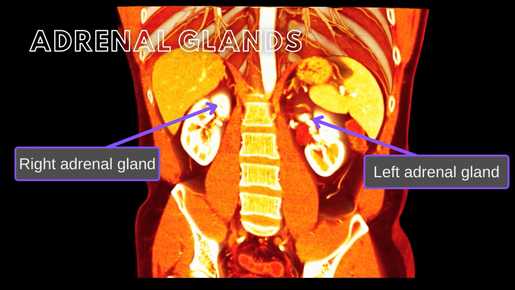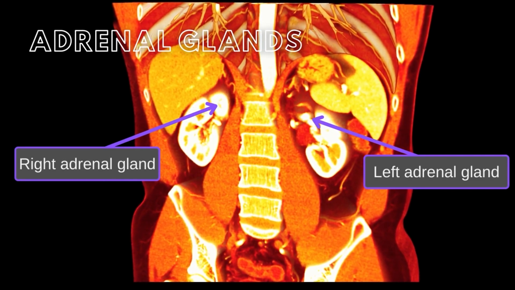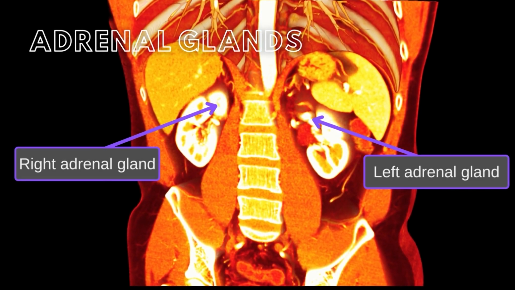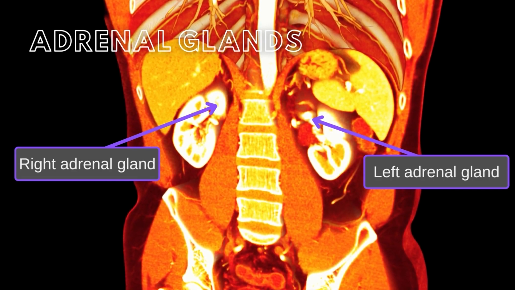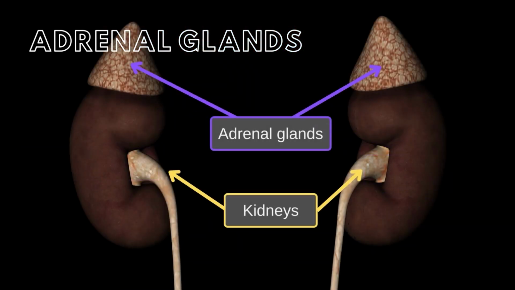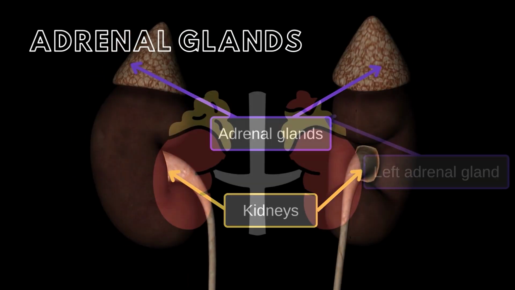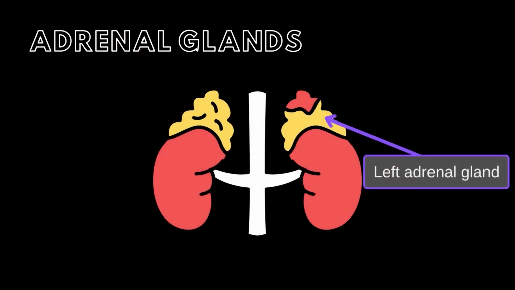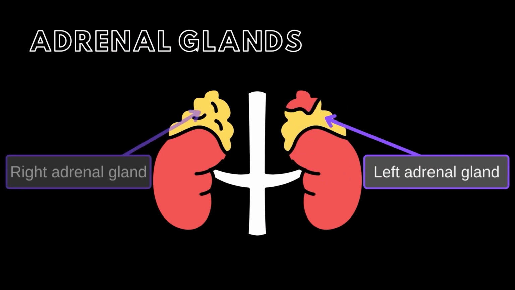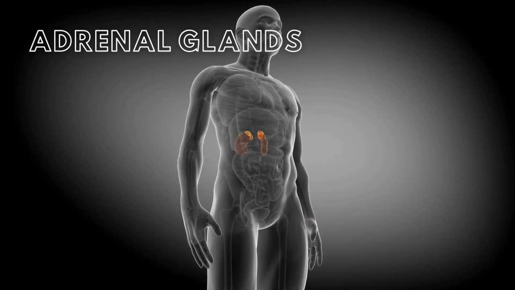The adrenal glands sit on the superior pole of each kidney and are surrounded by perirenal fat, which is fat surrounding the kidneys, and are separated from the kidney by a thin sheet of connective tissue. The left adrenal gland is the larger of the two and is semilunar in shape. The smaller right gland is pyramidal in shape. The diaphragm is posterior to both adrenal glands.